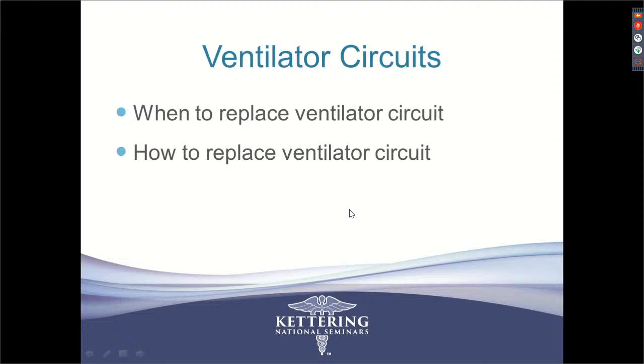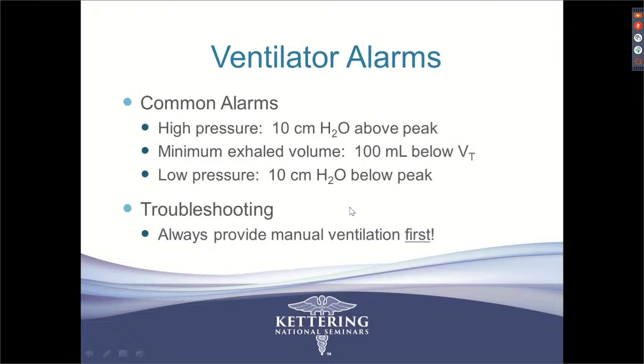Bottom of page 7, ventilator alarms. Number 1, common alarms, highlight letter A. The high pressure alarm should be set about 10 centimeters above peak airway pressure. Again, this is where they want you to set your alarms at the MBRC hospital. Letter B, minimum exhaled volume is set to about 100 mLs below the exhaled tidal volume. And letter C, the low pressure alarm is going to be set 10 centimeters below the peak airway pressure.